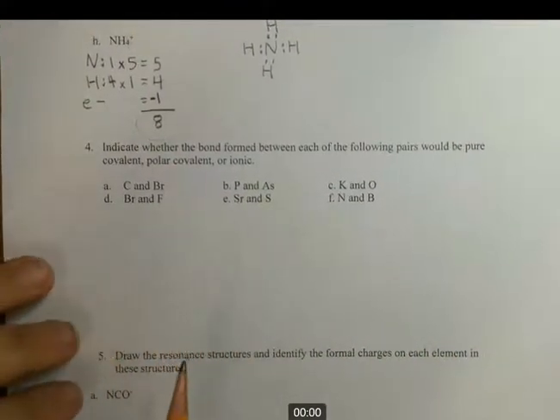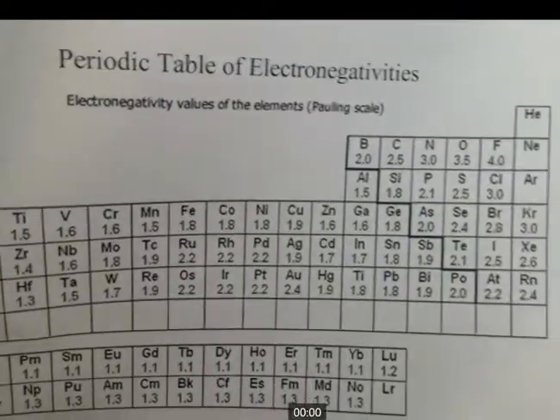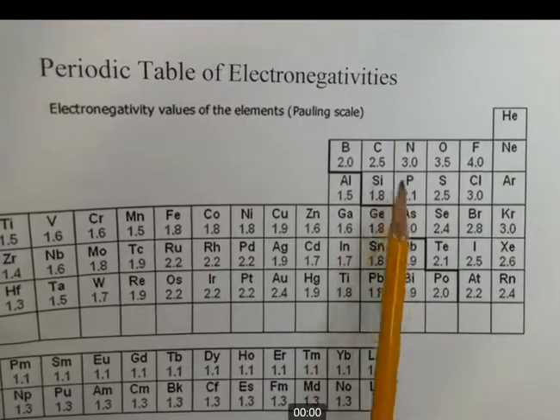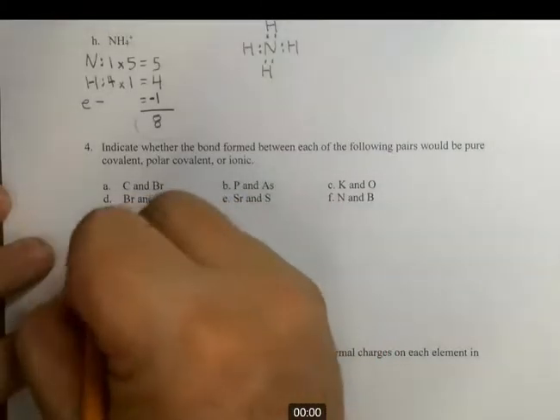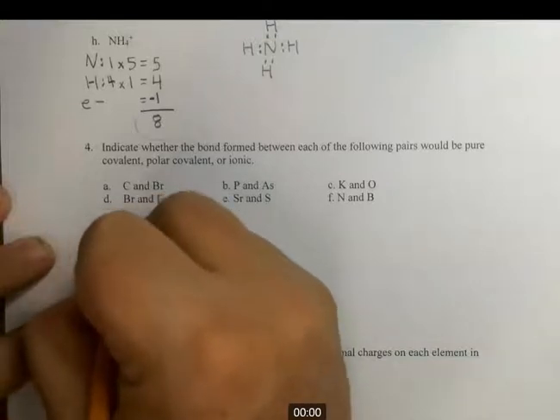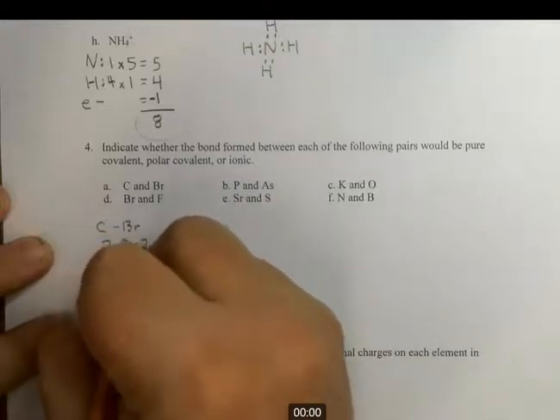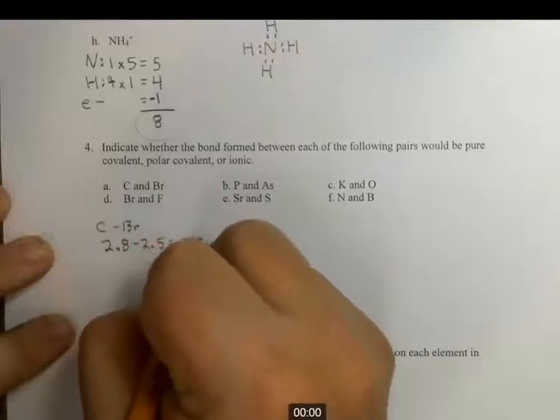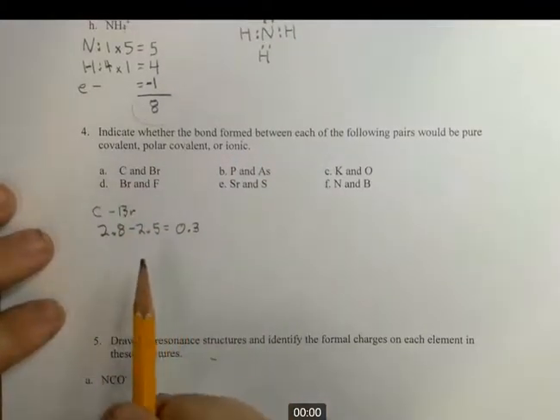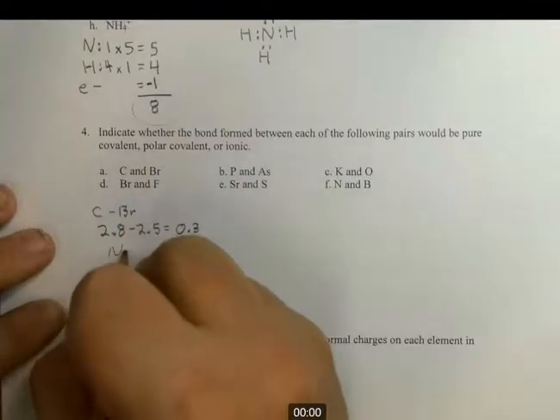So carbon and bromine. So you should have out your periodic table of electronegativities. So carbon is 2.5, bromine is 2.8. You're always subtracting the bigger minus the smaller, because you're just interested in the numeric difference. So it's 2.8 minus 2.5 equals 0.3. That's less than 0.4 that was on the table in the notes. So that's going to be a nonpolar.